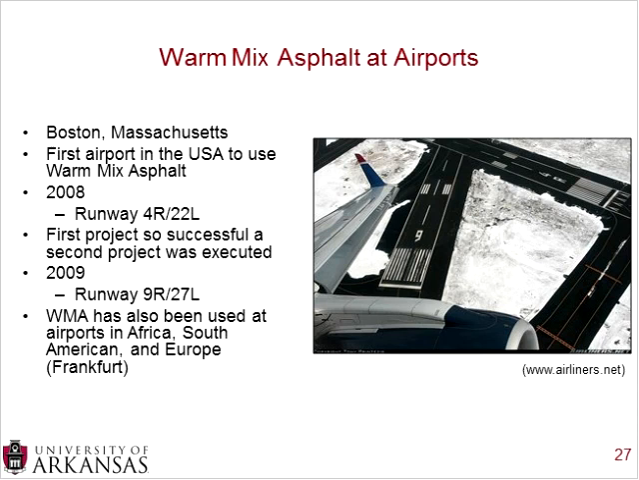And there were actually two different projects that they used warm mix asphalt. The first phase, which we'll go into more detail, was in 2008, and that was on runway 4R 22L. And that was so successful that they decided to do a second project in 2009 on 9R 27L, which you can see in the picture there. Now, although this is the first project that was done in the United States, warm mix asphalt has also been used on airports in Africa, South America, and in Europe, particularly at Frankfurt, which is another large international airport.